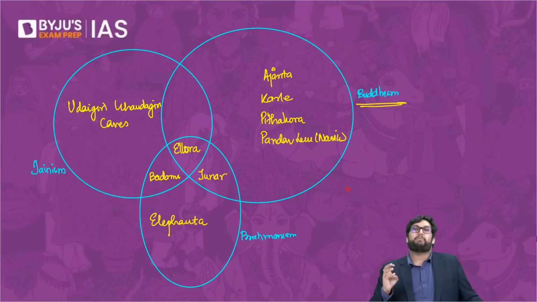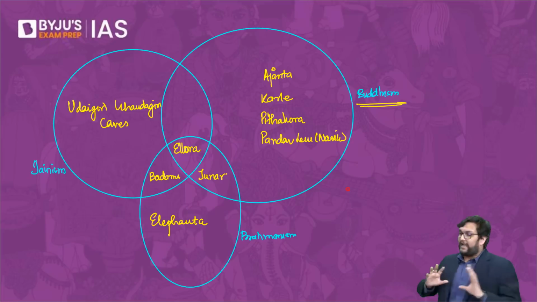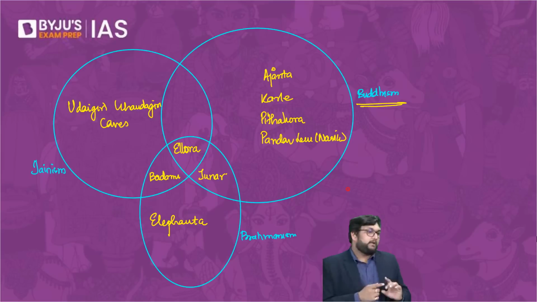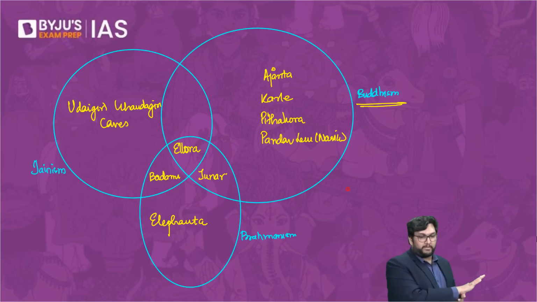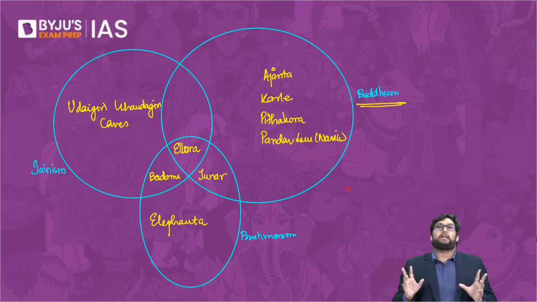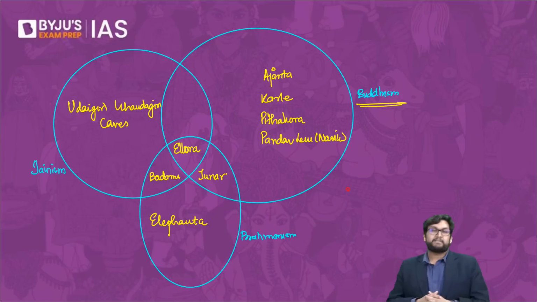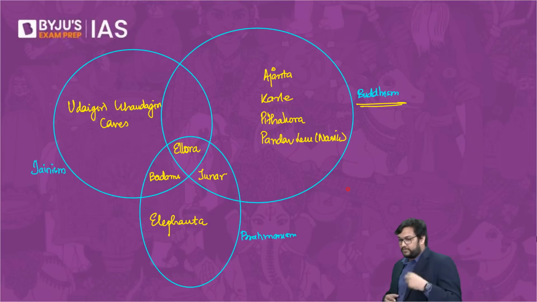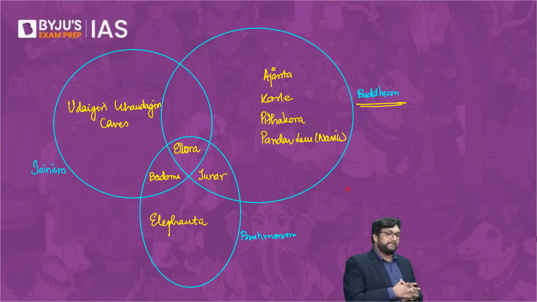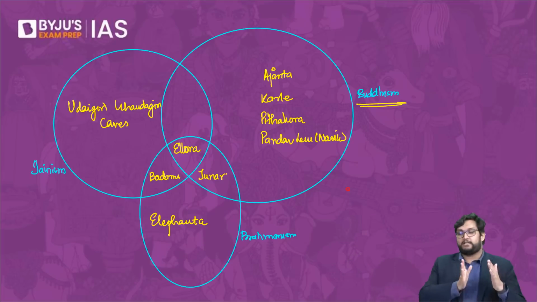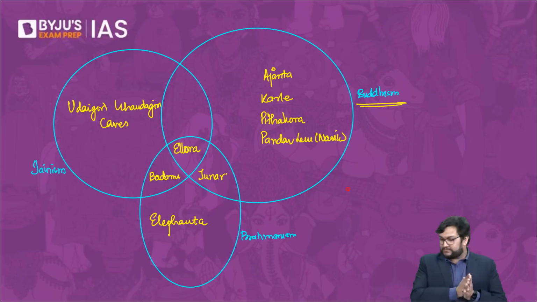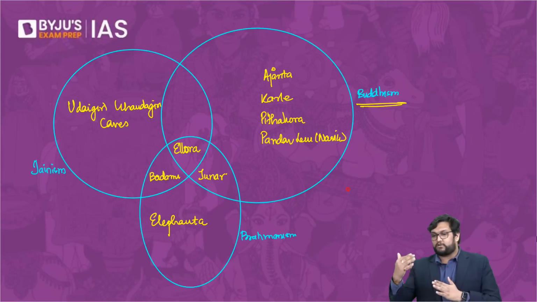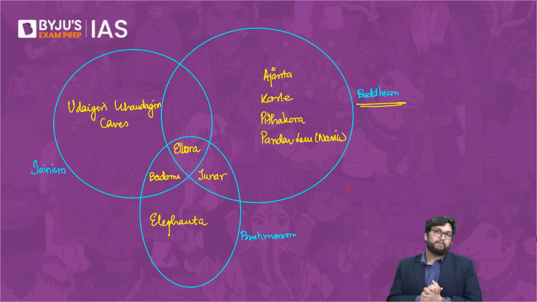Here we are concentrating on caves which were constructed with a specific purpose of architectural purposes in that regard. Now, Udayagiri Khandagiri is properly Jain. Ellora is a spectacle. Ellora always represents a certain intersection of religions. Badami is basically the intersection of Brahmanism and Jainism, and Junar is the intersection of Buddhism and Brahmanism or Vedic Brahmanism.